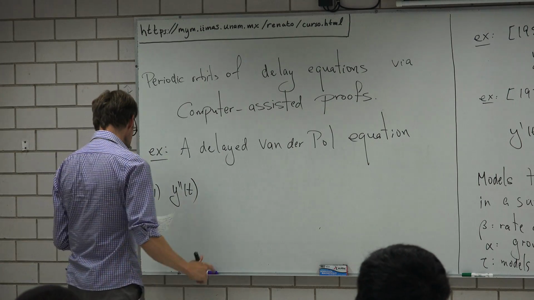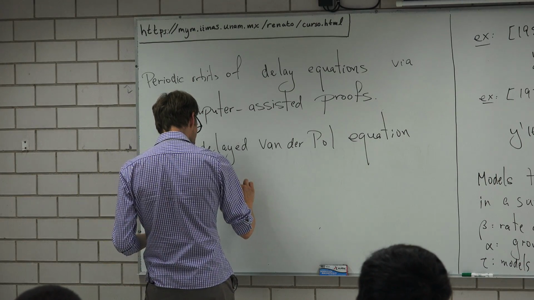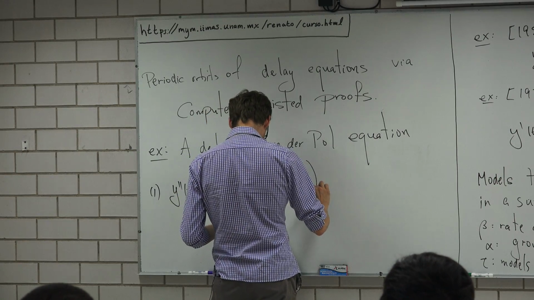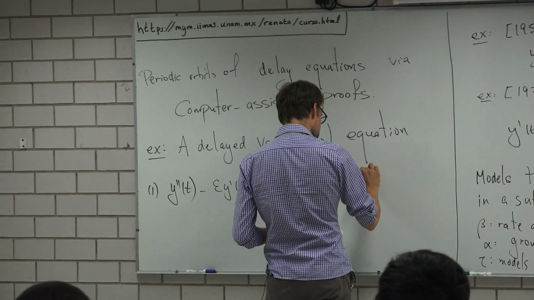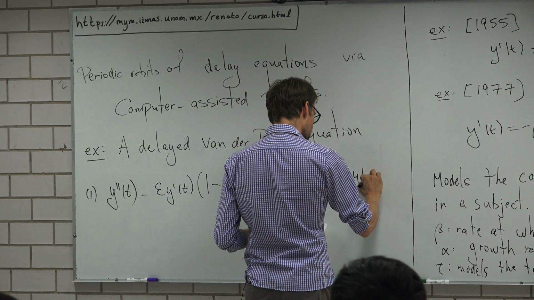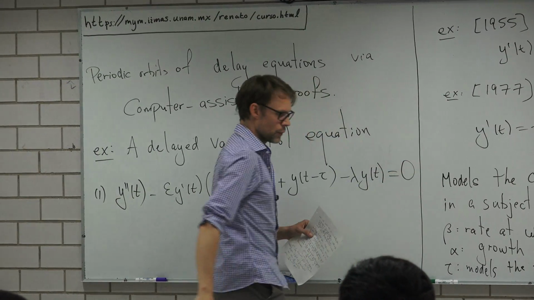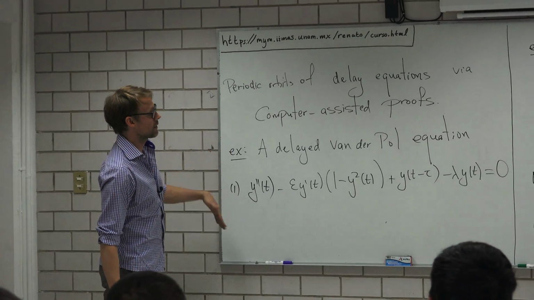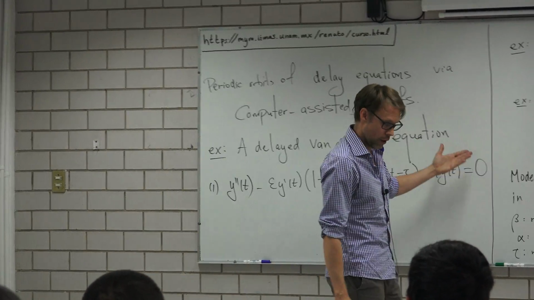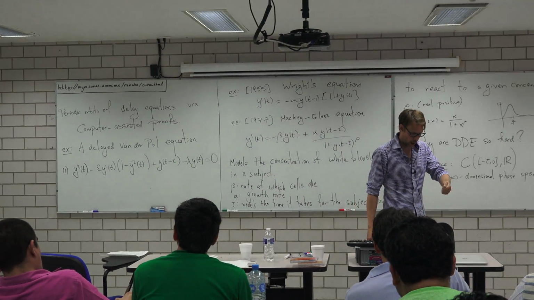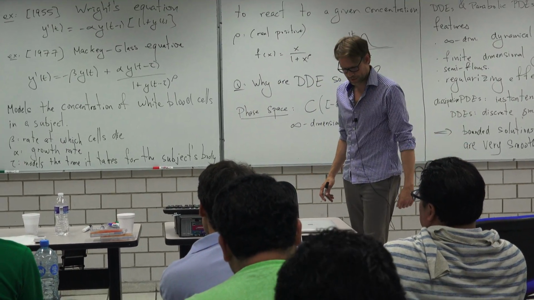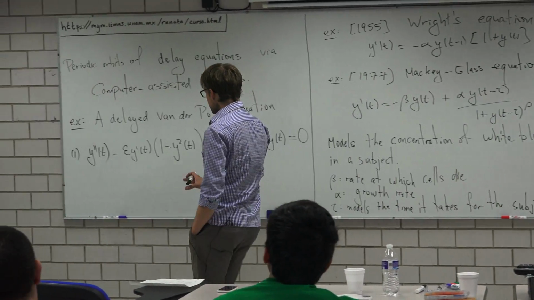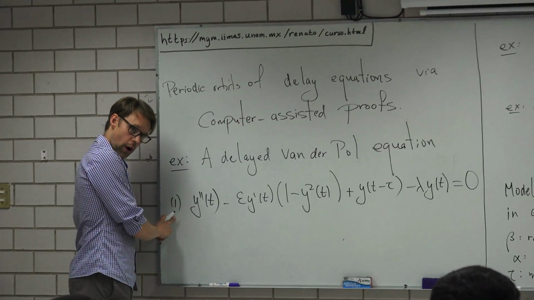So I'm going to write it down here, but this is really close to van der Pol. So this is y double prime minus epsilon y prime of t times 1 minus the square of y, plus y at t minus tau minus lambda y of t equals 0. So in that case, it's a second order equation. If you wanted, you could rewrite that as a system, and then that would fall back to the problem of the form y prime equals a function that depends on y and y of t minus tau. And in that case, f would just take values in R2. I'm going to refer to that equation as equation number 1.